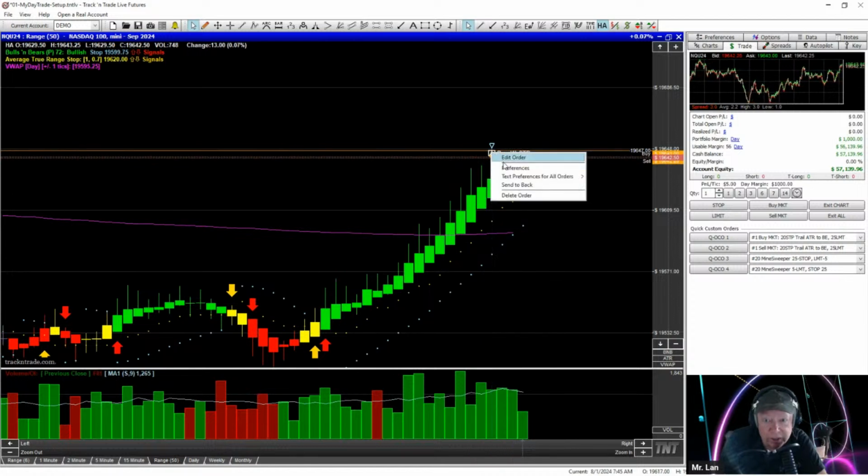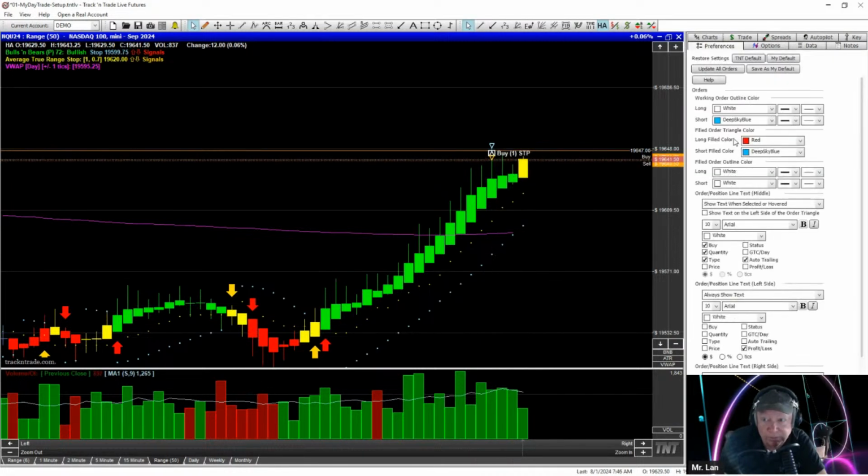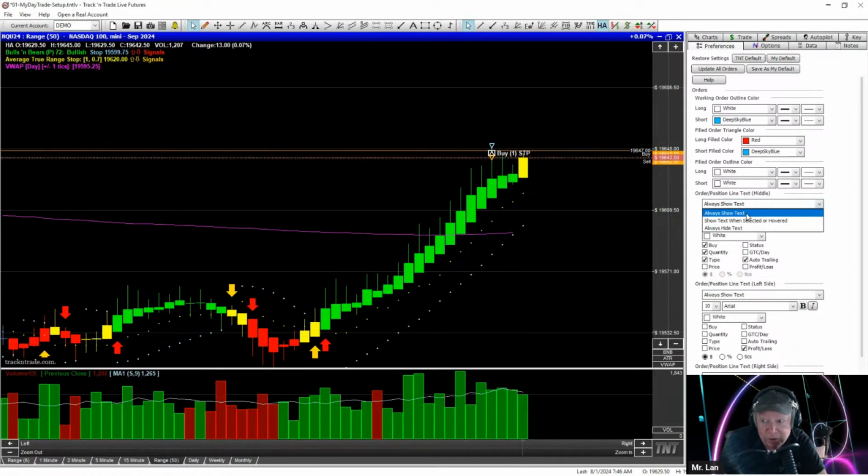Track and trade, usually when we come in here and do the preferences, you have all these lines turned on, right? So show text, I've got it set to, you can have show text all the time, right? But then that gets a little bit too much when you've got all these little bombs on the screen. So we take that one off. It's just when it's hovered or highlighted.